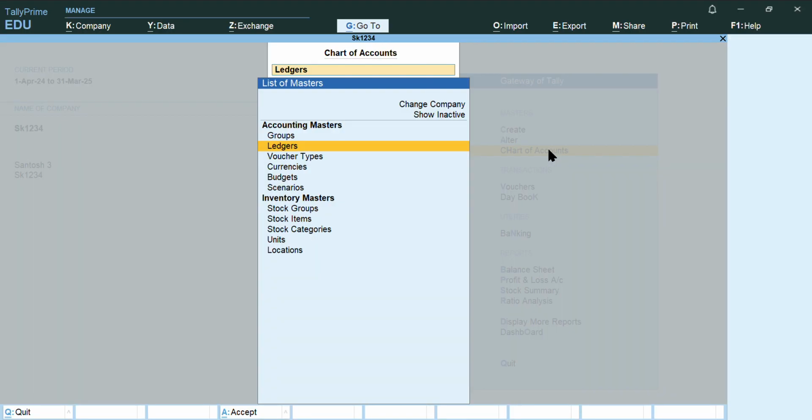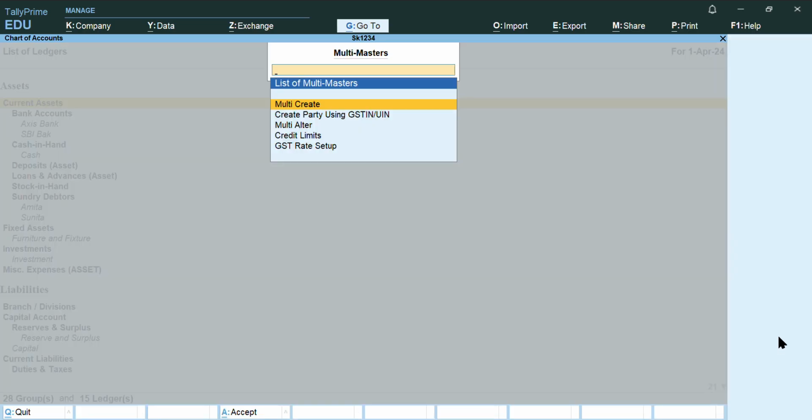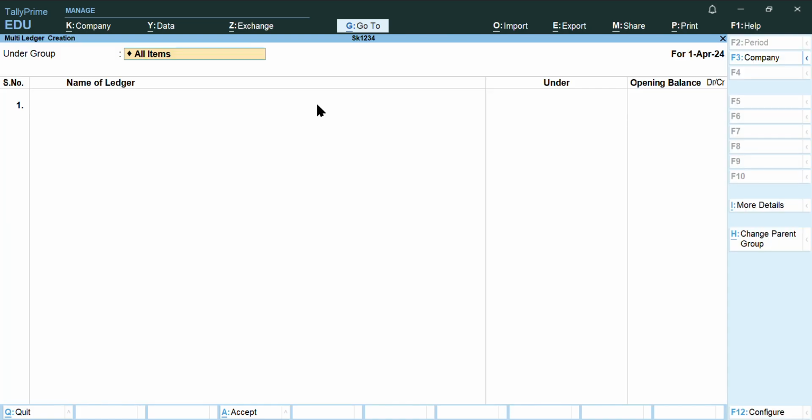Go to chart of accounts, go to ledgers. Now this is showing all the ledgers. Now come here, multi-masters. Okay, multi-masters, multi-create. Okay, now under all items, we will create all the accounts which we have discussed. So let us say purchases, purchase account.